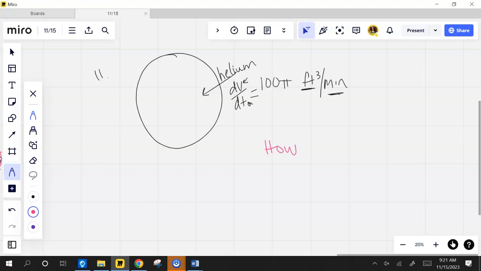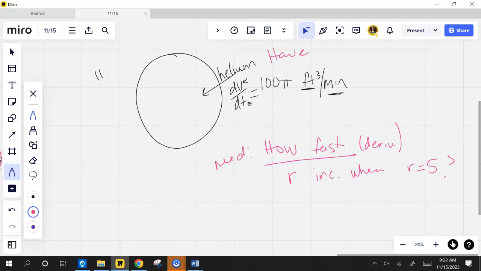So how fast, that tells me derivative, right? How fast is the radius increasing when r equals 5? So what am I looking for? This is what I have. This is what I need. dr/dt. What I need is dr/dt. What I have is dV/dt. And I know when r equals 5. What shall I do? How am I going to relate these variables?